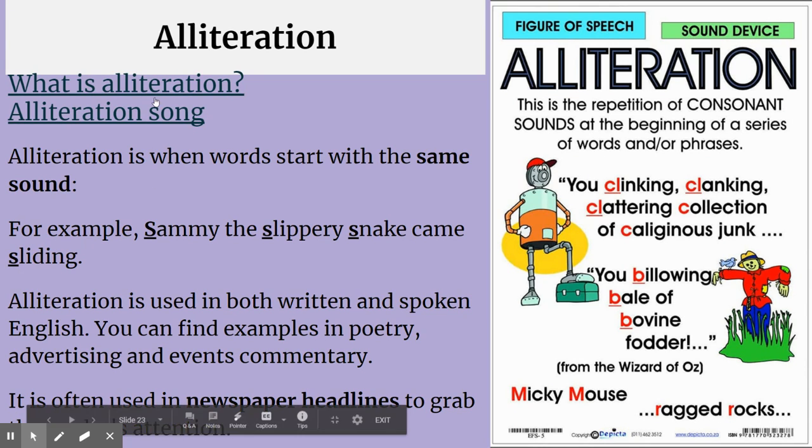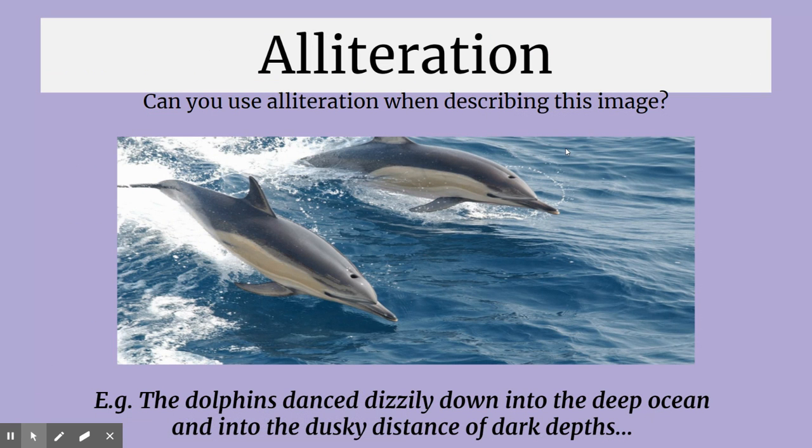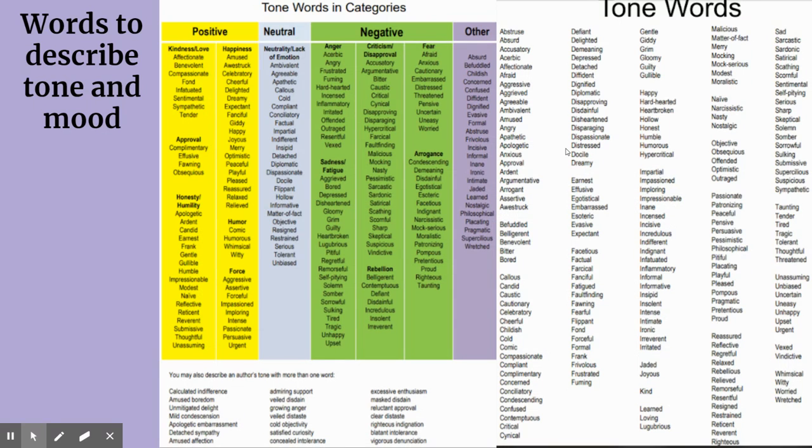Alliteration here is broken down. You've got the song and the definition here, as well as some examples and a poster to support you. You've also then got an activity, remembering to upload it to Class Dojo once you've done it. You've got some words here that will also break down tone and mood. You might think of adding these, particularly if you're describing someone. They might be one of these tones.